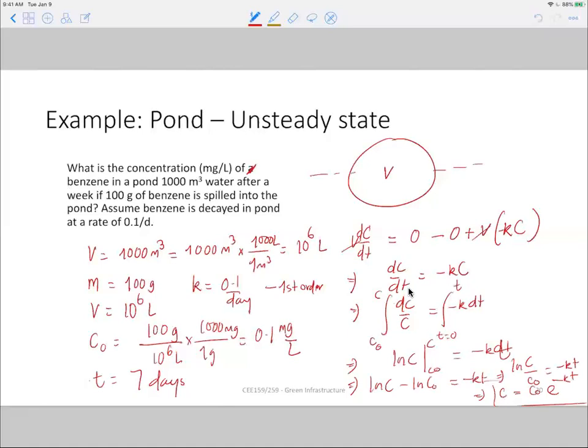So if you write this with numbers, C equals C0, which is 0.1 milligram per liter, times e to the power minus k, where k is 0.1 per day, times time equal to 1 week, so this is 7 days. Days cancel. You get the number 0.1 milligram per liter times e to the power minus 0.7, whatever that number would be, in milligram per liter. So that concludes all the examples that we have for this class.